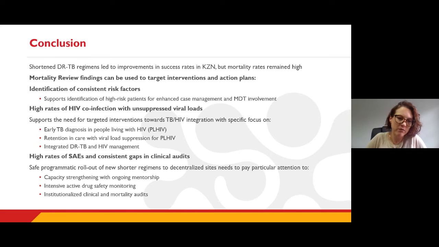Then the findings we had related to SAEs and the consistent gaps in clinical audits, really with a safe programmatic rollout of the shortened regimens, it needs to pay attention to not just capacity strengthening at the start of rollout, but ongoing support and ongoing mentorship for decentralised facilities, intensive active drug safety monitoring, and then finally the institutionalisation of clinical and mortality audits and file reviews.